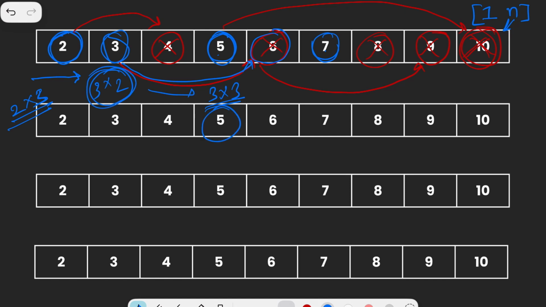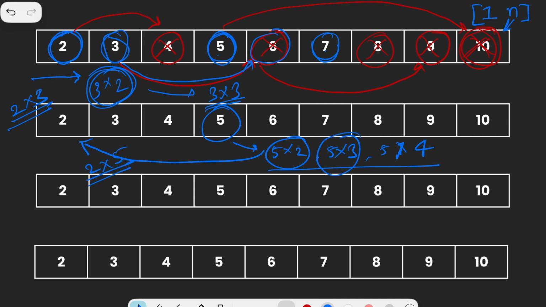Same thing goes for 5 as well. We don't need to start from 5 into 2, then go to 5 into 3, then go to 5 into 4. We don't have to do all these things. Why? Because 5 into 2 will be processed at the time when we were processing 2. It will mark it as false, right? 2 into 5. Same thing, 5 into 3 will be processed at the time when we were processing number 3. It will mark it as false. 3 into 5 will be processed by 3. Simple as that.